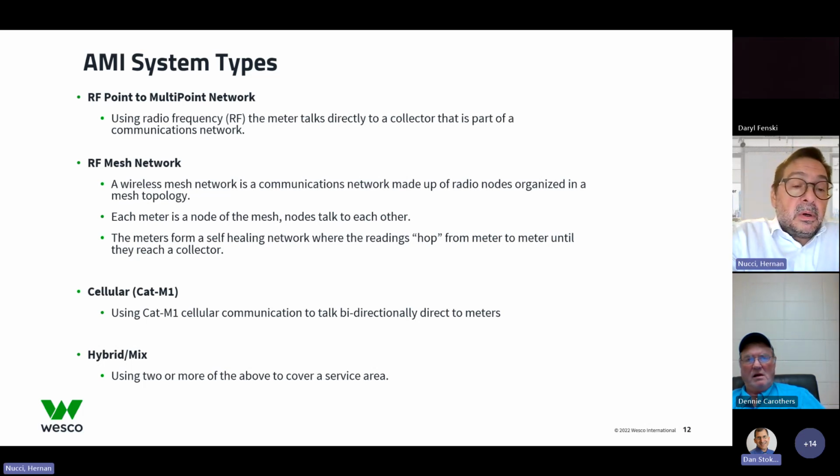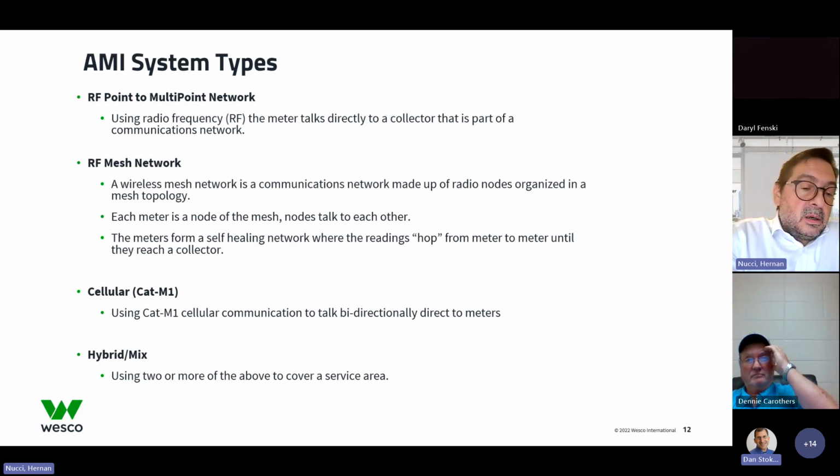The second technology is a mesh network. The mesh is, as the name implies, a topology where the meters talk to each other and the information goes from one meter to the other. This is a technology that was created for military purposes. That was the first use of the mesh technology.